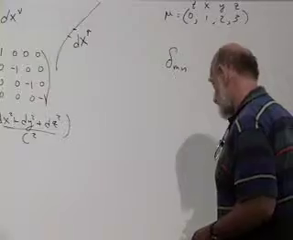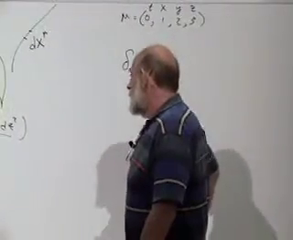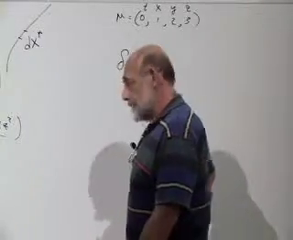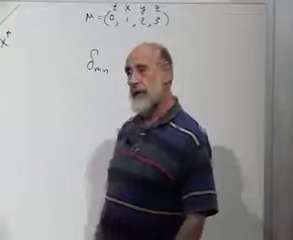I have a question. Isn't dt the one that the clock would record if it's moving with the object? No, d tau is the one that the clock records.